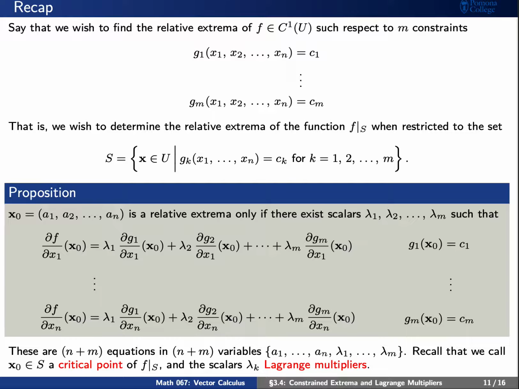Remember that our equations here have to come from the method of Lagrange multipliers and the m constraints. G1 evaluated must be c1, and so on and so forth. The n plus m variables must come from the n variables, namely x1, x2 through x sub n, and the m Lagrange multipliers, lambda 1, lambda 2 through lambda sub m. So now we must solve a system of n plus m equations and n plus m unknowns. Once we do, then we have found the relative extrema with respect to our restriction.